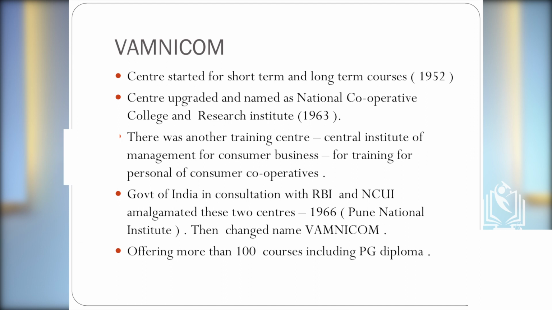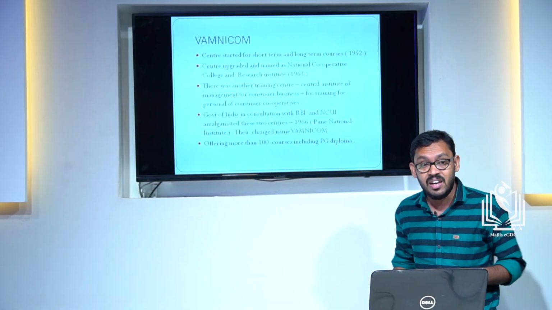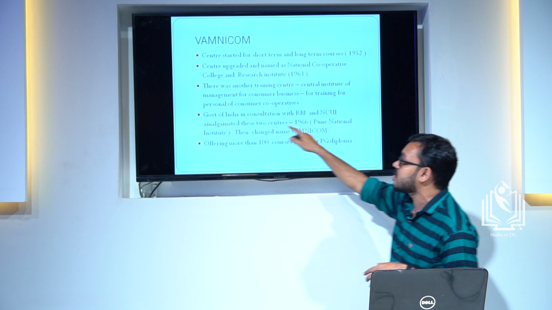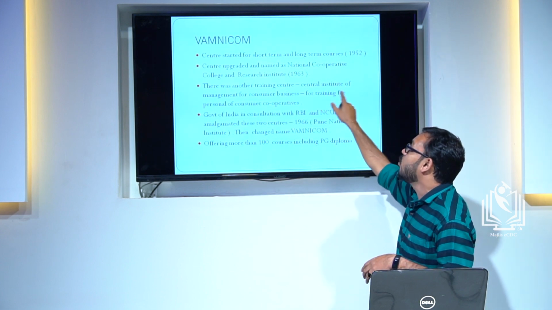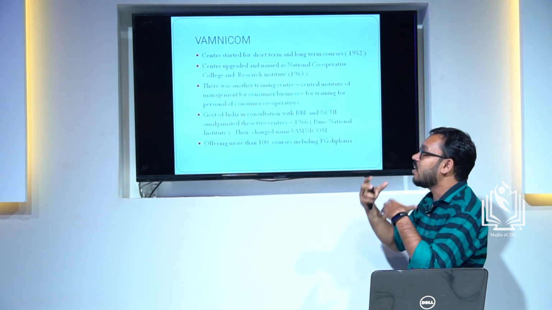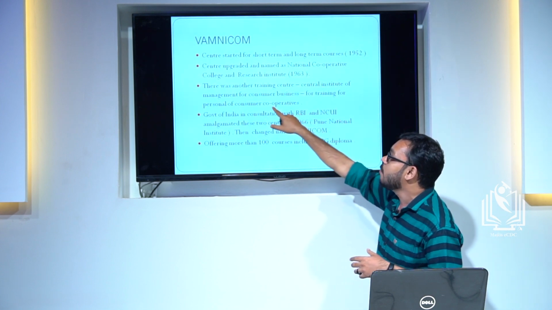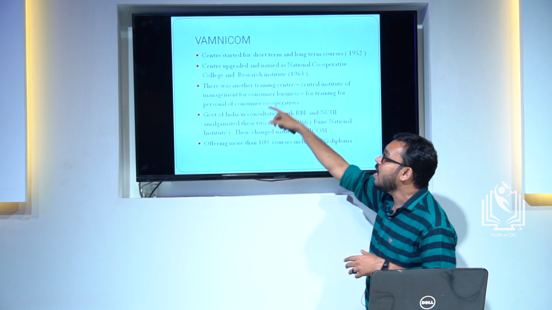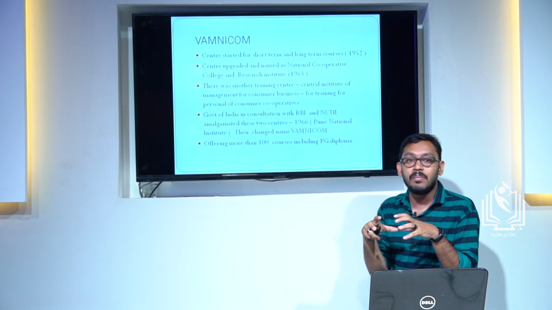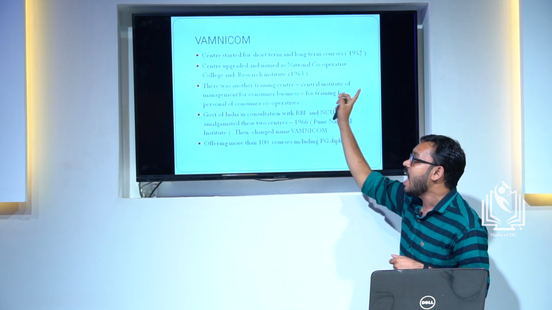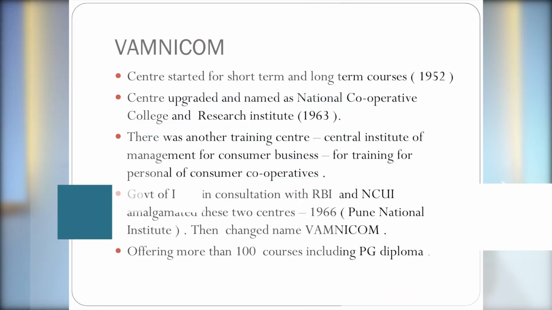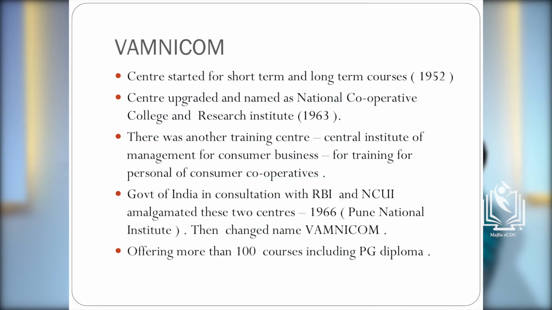The Government of India, in consultation with RBI and NCUI, amalgamated these two centers, the Central Institute of Management for Consumer Business and Training for Personnel of Consumer Cooperatives, and the National Cooperative College. They amalgamated these two centers in the year 1966 and renamed it VAMNICOM, and now it is offering more than 1000 courses, including PG diploma courses and everything. Okay, clear.